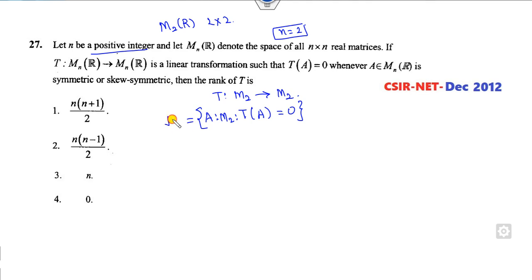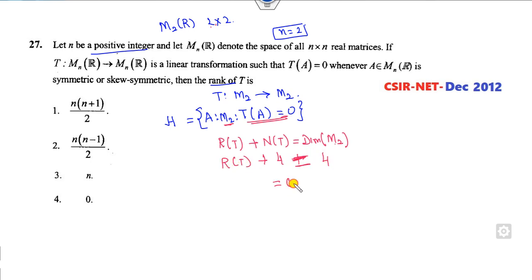If I call this H, then for the rank of T I can use the rank-nullity theorem. This is the dimension of the vector space M2. So what is that? This is the nullity. What is the size of this? 2 cross 2, the dimension is 4. What is the dimension of M2? It is also 4. So what is the rank of T? It's 0. That's a straightforward task for you here.